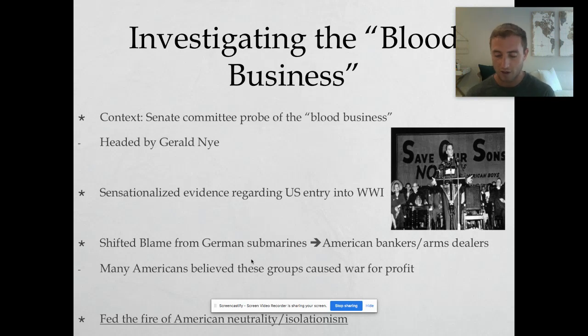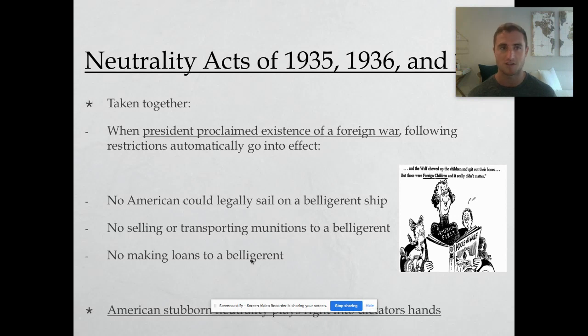And therefore, we see lots of laws in the 1930s aimed to give no help to other countries, whether it be monetary or arms. And that, of course, spawns the Neutrality Acts of 1935, 1936, and 1937. All of them together say when the president notices or proclaims the existence of a foreign war, that immediately these things go into effect. No American can sail on a ship of a country that is at war, a belligerent ship. You cannot sell or transport munitions, meaning arms, weapons, to a belligerent, a warring nation, and you cannot make loans to a belligerent. And of course, these laws are going to doom France and almost doom Britain.